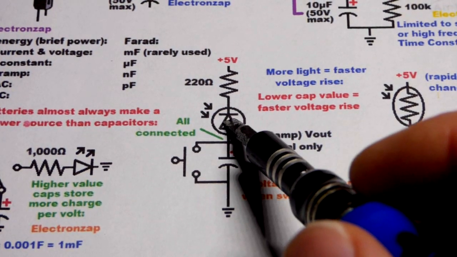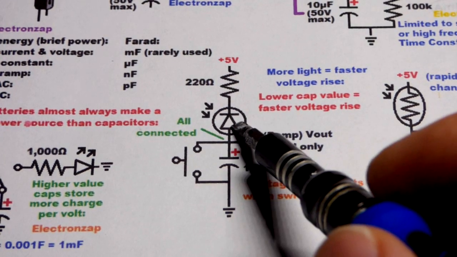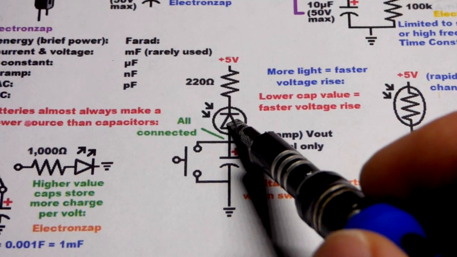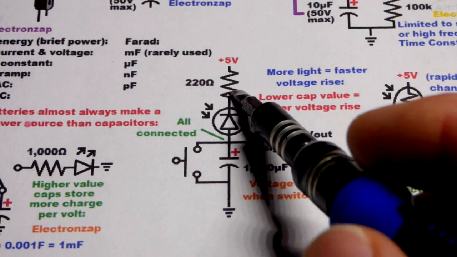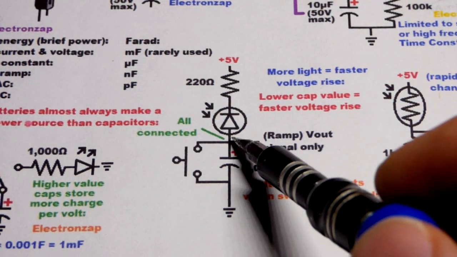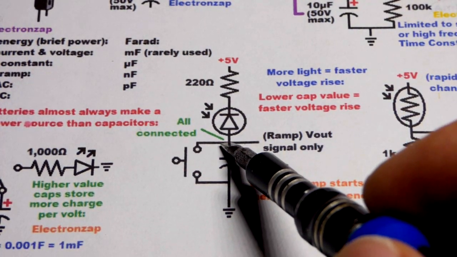So another light-dependent component is the photodiode. You use a reverse bias. It looks like an LED, but however much light is falling on it will determine how much current it will let flow through. You can use a series resistor if you want to limit current to a maximum amount.